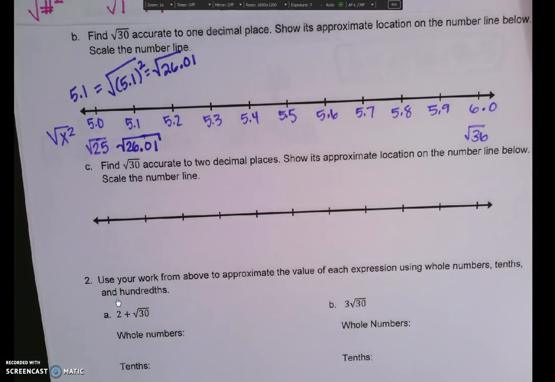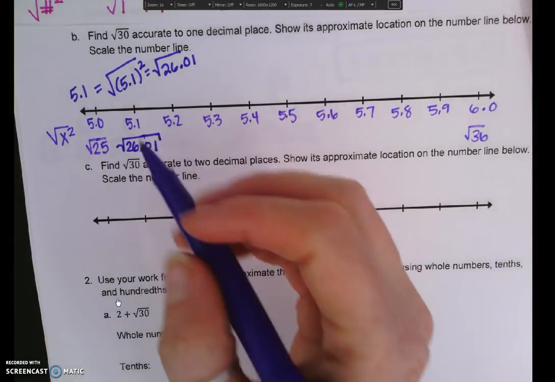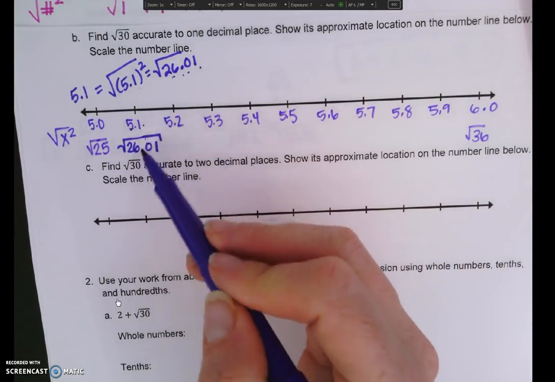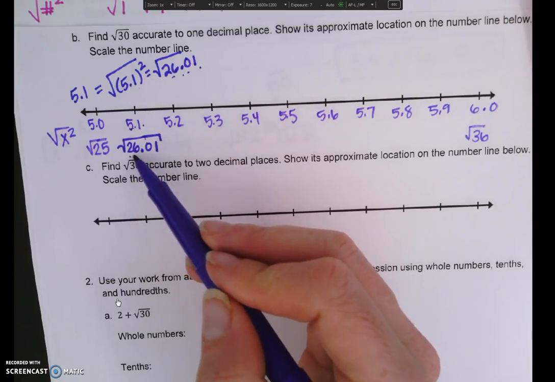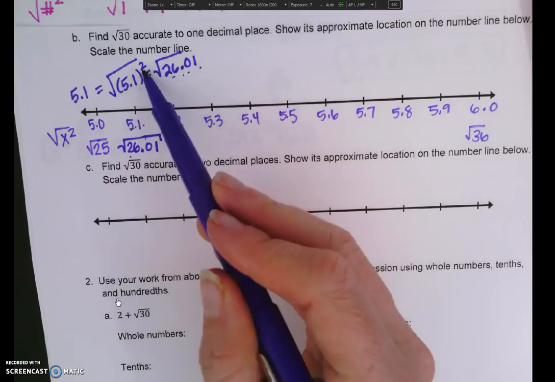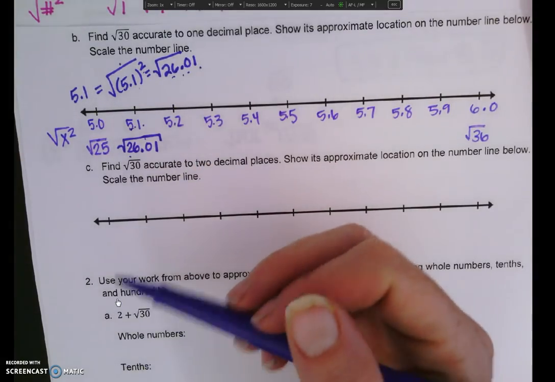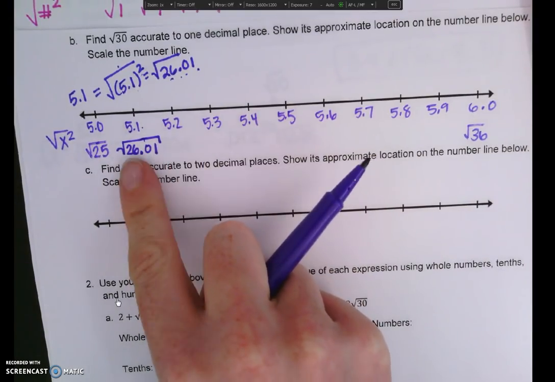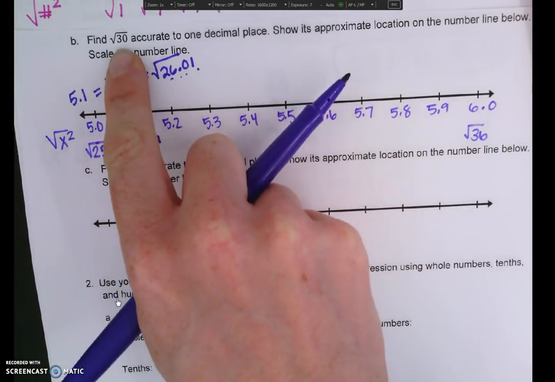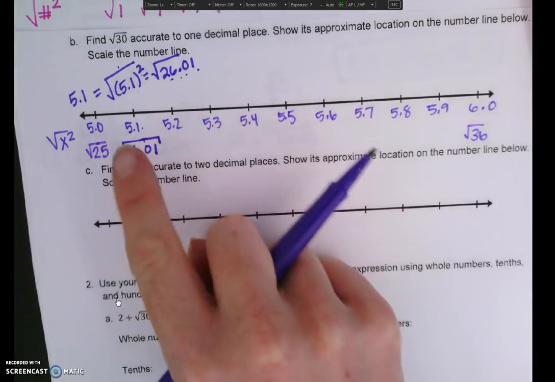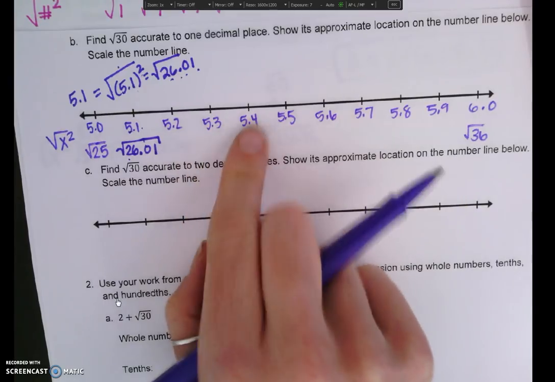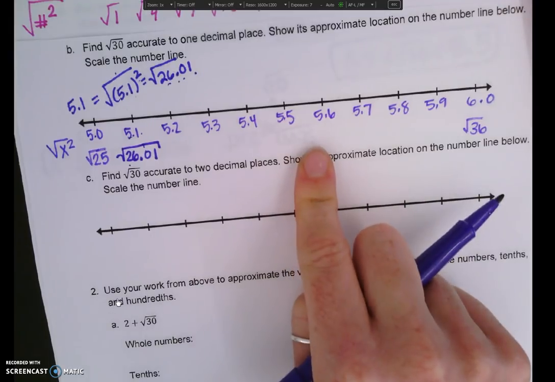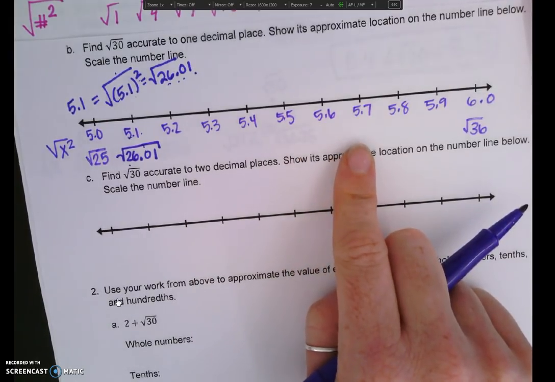Okay, so now that we are looking at 5.1 squared is 26.01, we know 5.1 is equal to the square root of 26.01. Since squares and square roots are, that's right, inverse operations. So I need to find which two square roots the radical 30, or square root of 30, is in between. So I can continue squaring each one of these numbers until I find the two where one is just less than radical 30 and one is just greater than radical 30.